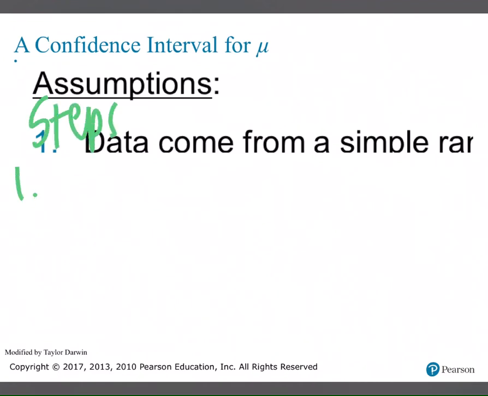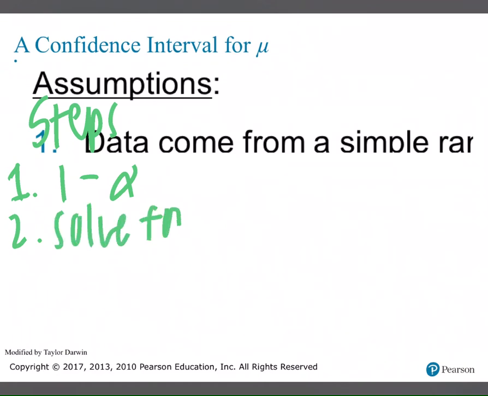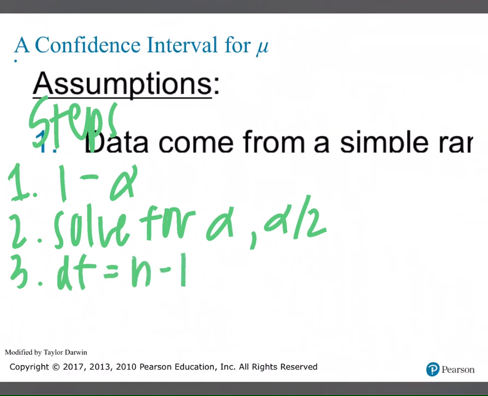This is on your PowerPoint, but for some reason it's formatting it weird. So we need to find alpha or find the confidence level depending on whatever it gives us by doing 1 minus alpha or 1 minus the confidence interval. Solve for alpha. And then find alpha divided by 2 because it's going to be two-tailed. We're going to find degrees of freedom. We were given degrees of freedom earlier, but if we're not given degrees of freedom, it's n minus 1.